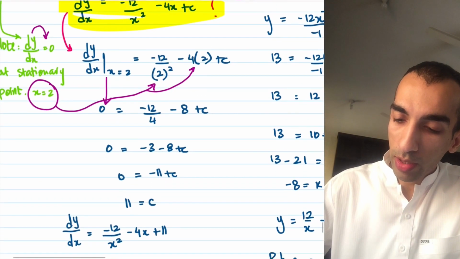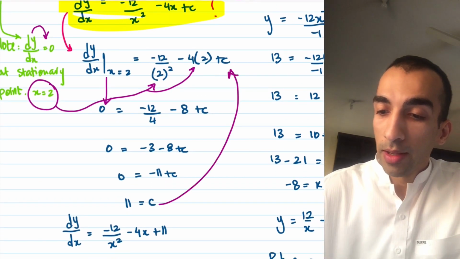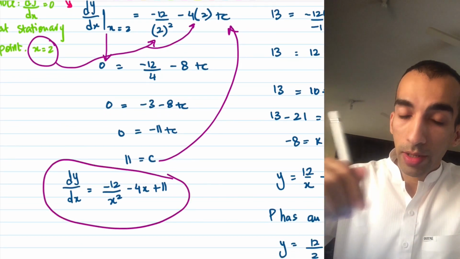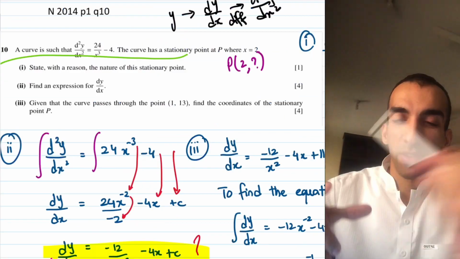Now that c is equal to 11 is going to go up here, get introduced into that fraction again, and we will finally have our derivative equation.